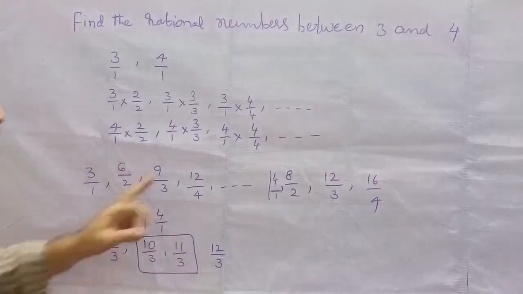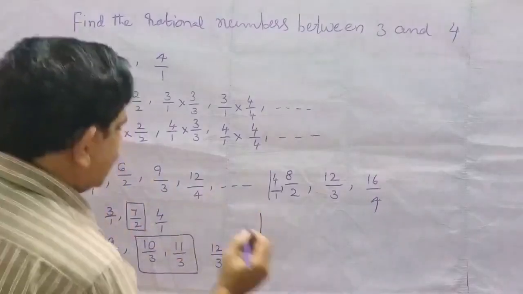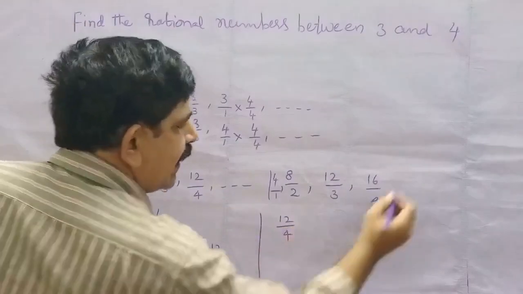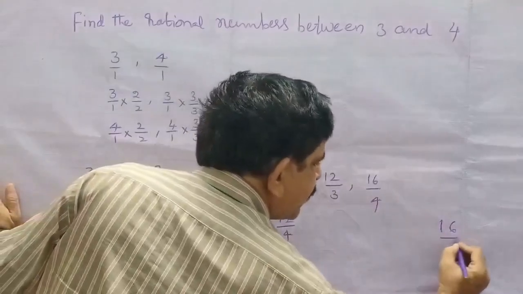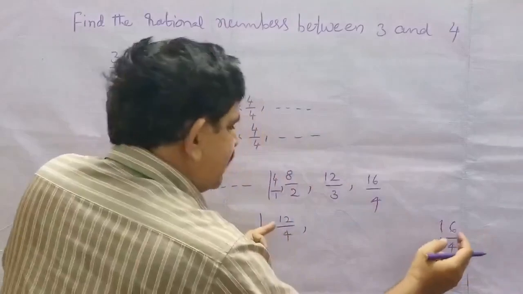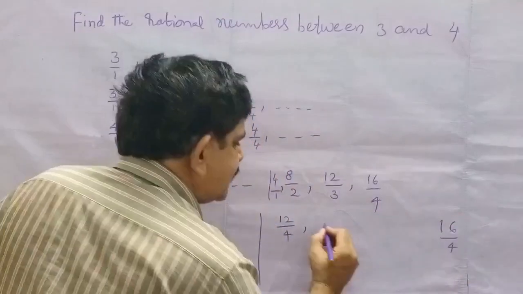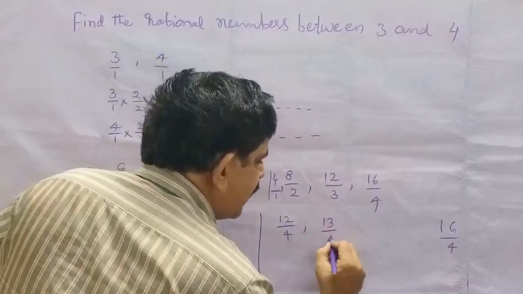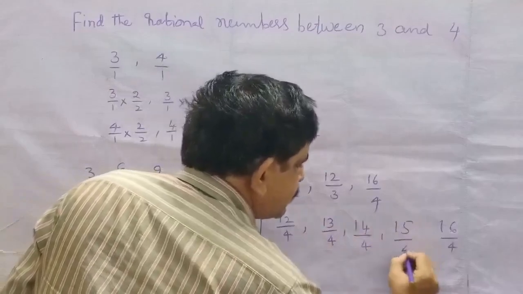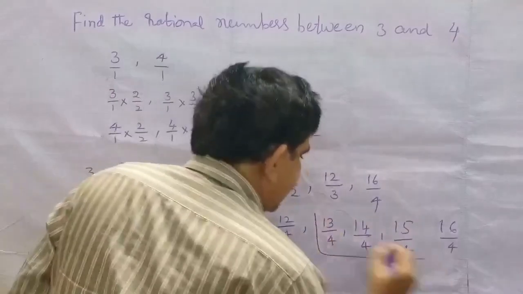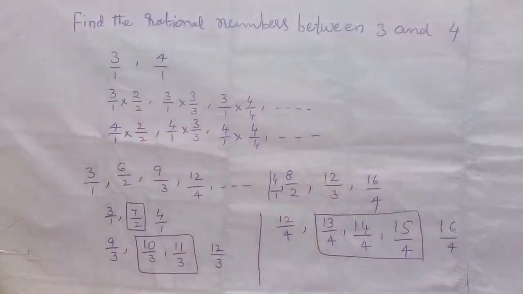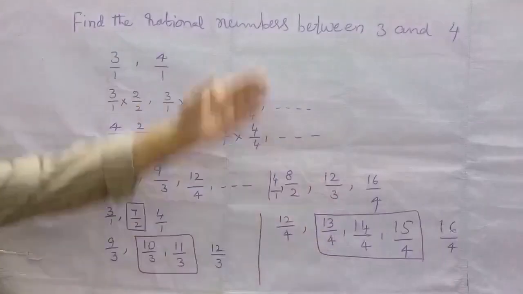Next can be written as 12 by 4 and here 16 by 4. Here the denominators are equal, therefore write the rational numbers between 12 and 16. So that is 13 by 4, 14 by 4, 15 by 4. These are the rational numbers. Like this also we can write many rational numbers between two rationals.